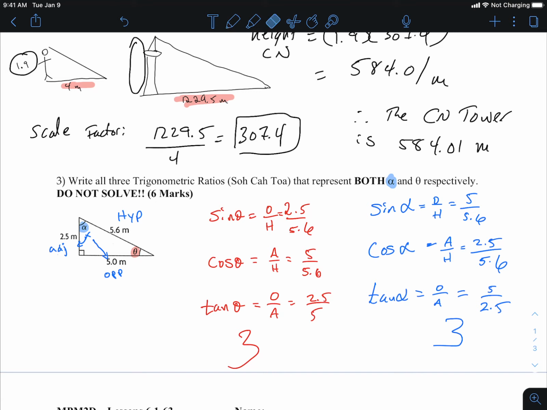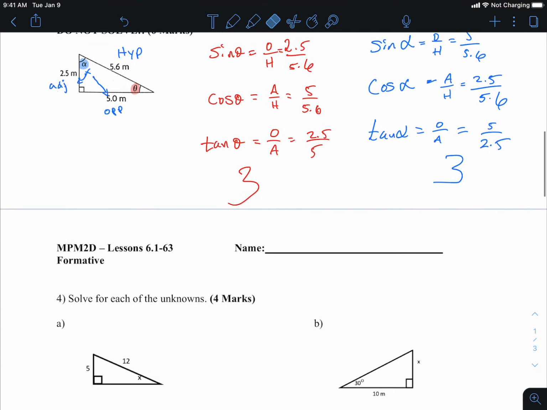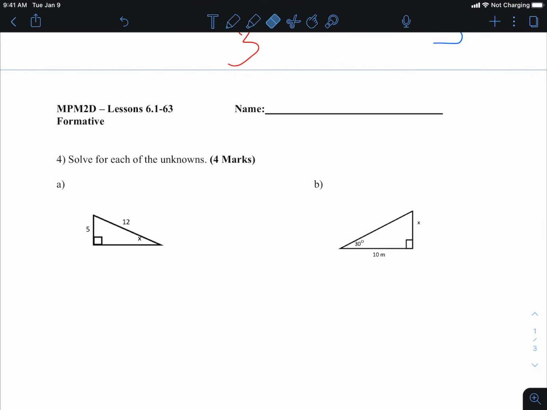Okay. Is that okay? Any questions? This is an important skill. Let's solve for the unknowns.